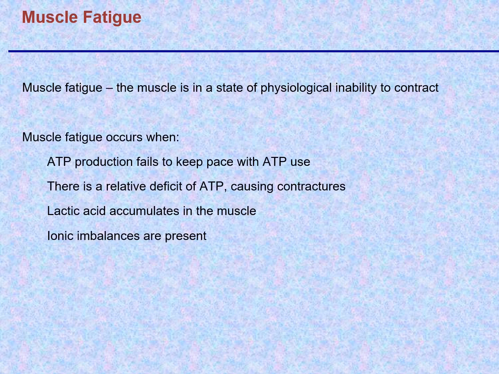Well, if you don't have ATP, then you'll go into a state of muscle fatigue, and it occurs when ATP production fails to meet the pace or the rate of use of ATP, or there's some sort of deficit of ATP that'll cause contractures, the continuous contraction of the muscle. Remember, ATP is needed to release the myosin heads of the thick filaments from the thin filaments. So if you don't have enough ATP, you can't get release, and the muscle is continuously contracted.